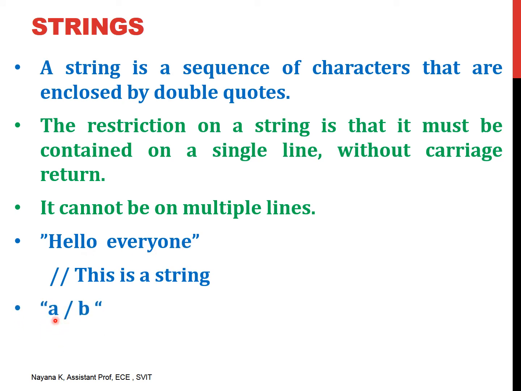A space, slash, space, B, slash, space, close quote. This is also a valid string. We can include any special character in this particular string. It is a valid string because you have a set of characters enclosed within double quotes, and it ends in a single line. It is not entering a new line.